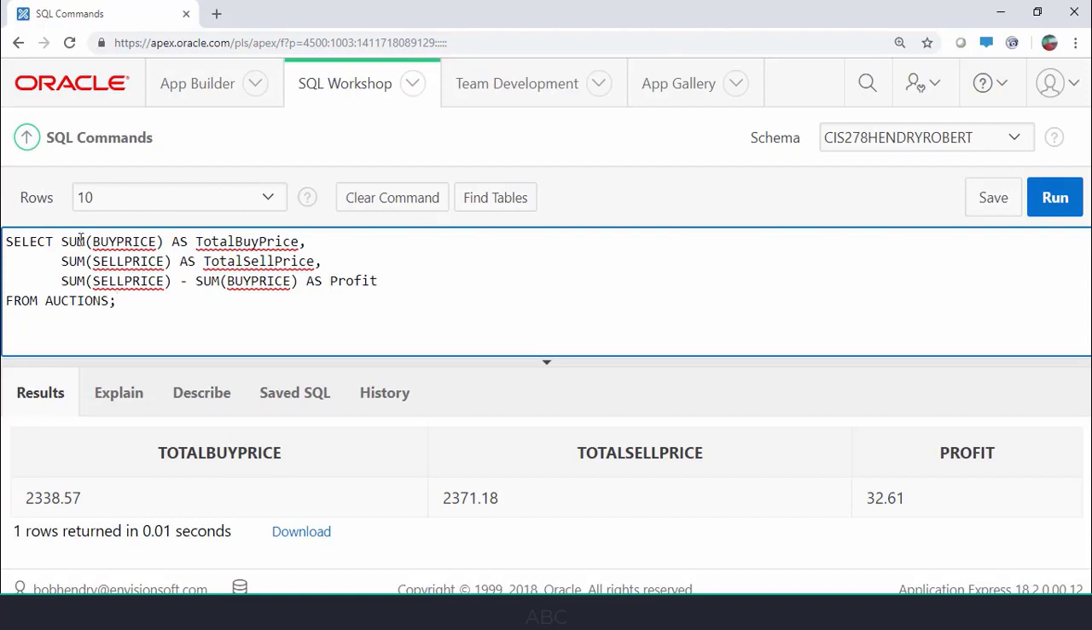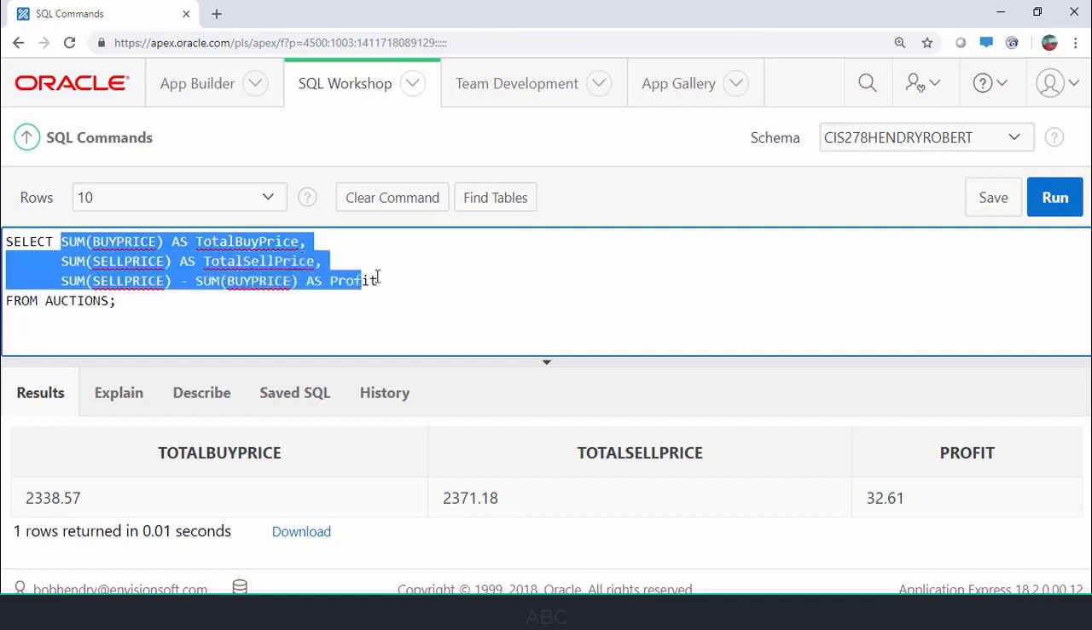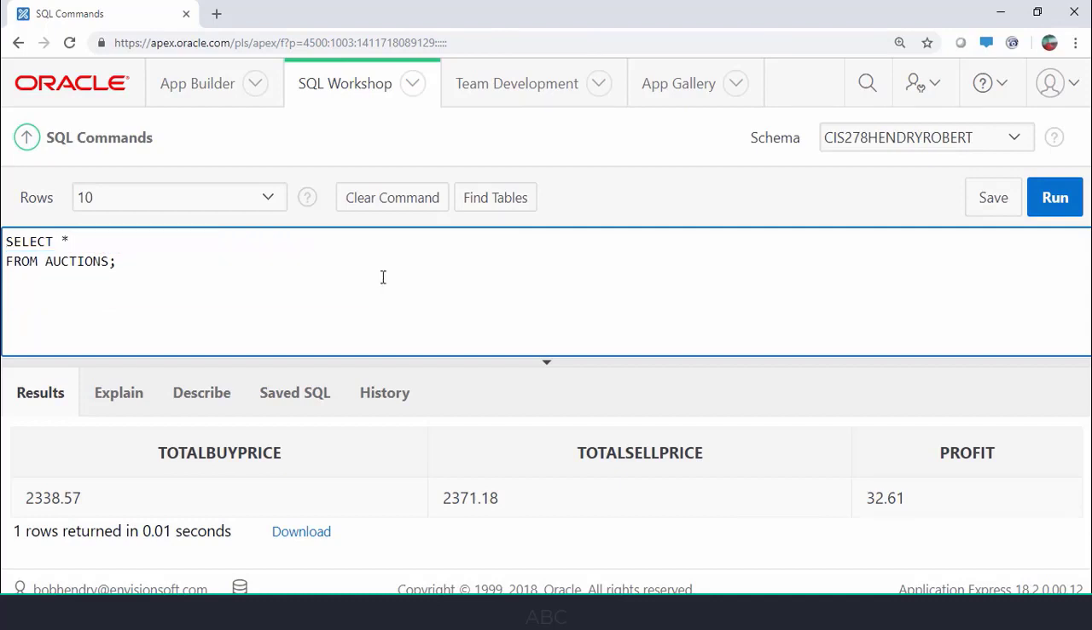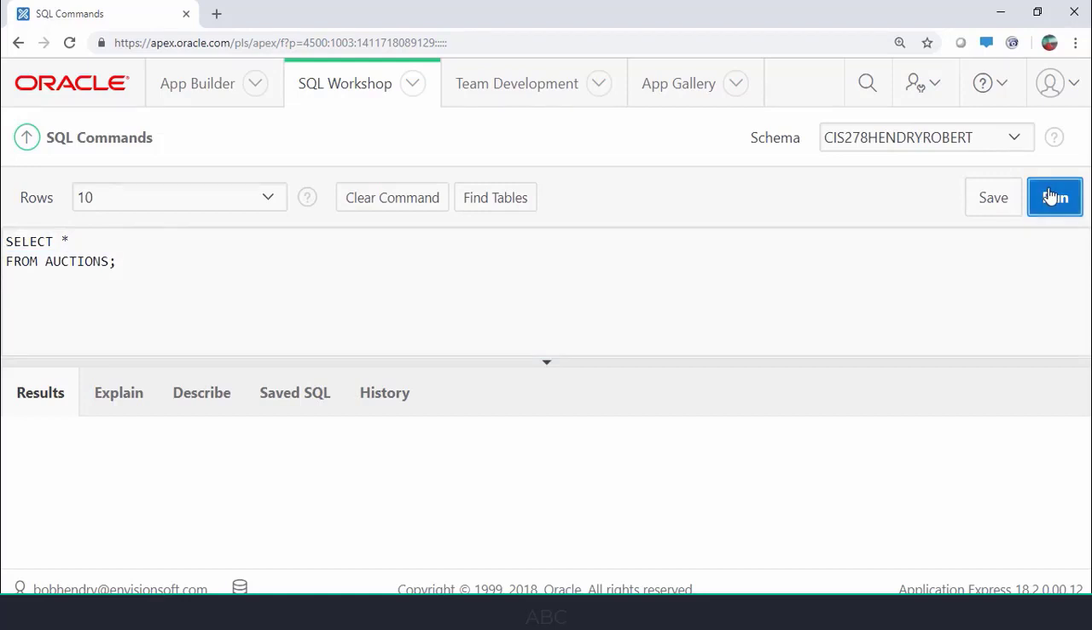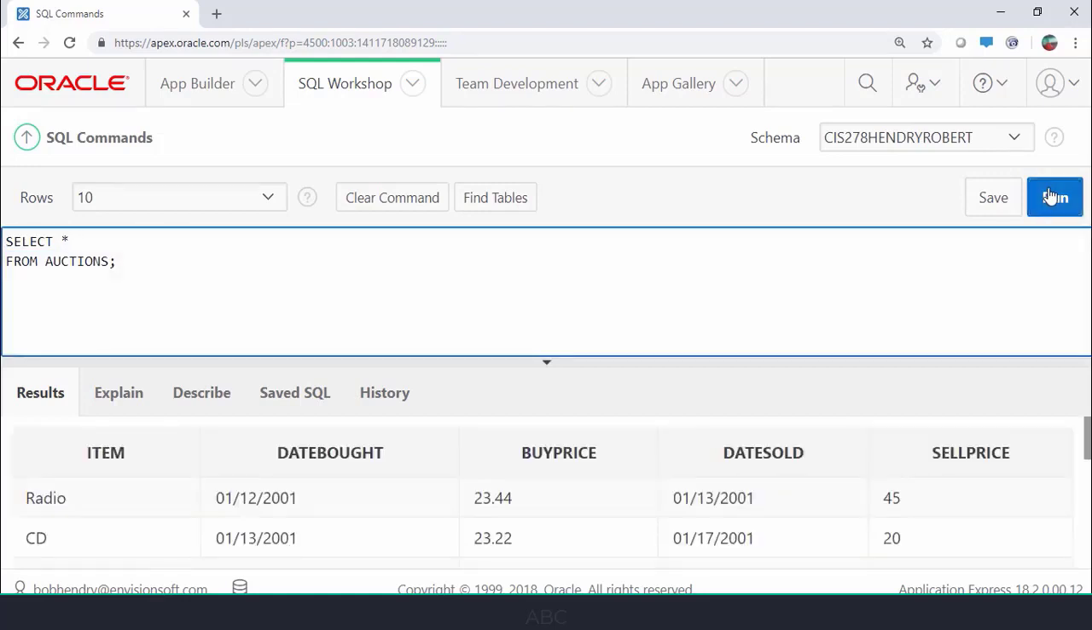Okay, so let's go back and just look at everything again. So we'll do a select star from auctions and then run. And I'll leave you a couple seconds of dead air as you're looking at this.